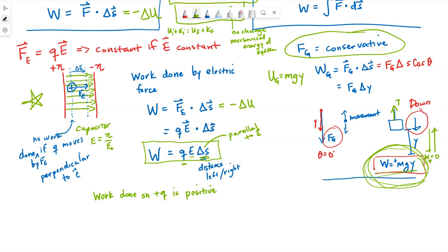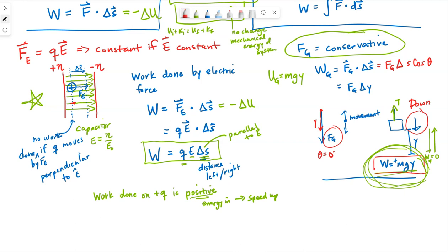Energy would be given to this proton, this positive charge. Work being positive means energy in. Energy is given to this positive charge. That means this charge would speed up, which hopefully makes sense. It's headed towards a negative plate. It's attracted to the negative plate. That force is going to cause it to speed up towards that negative plate.